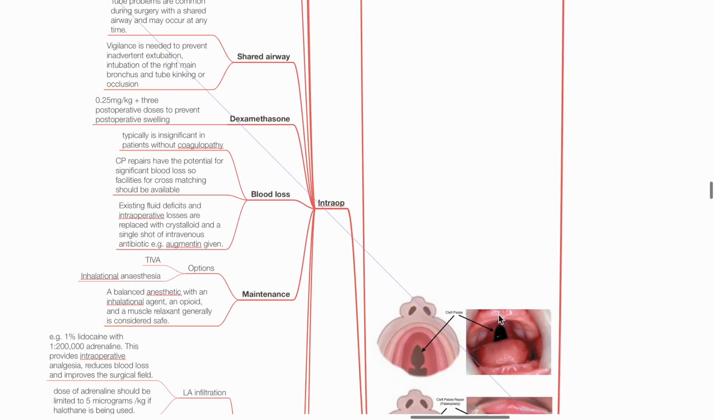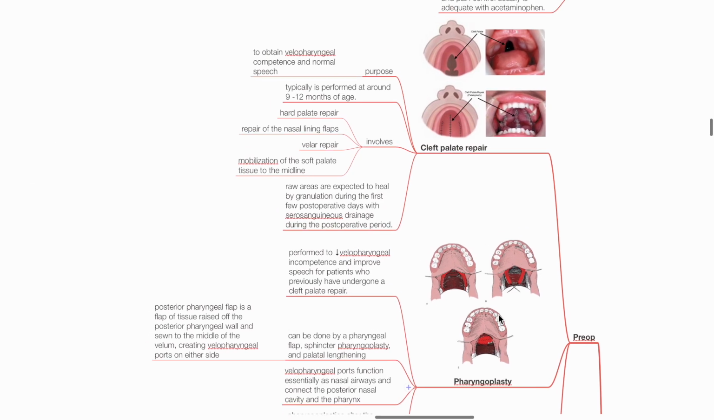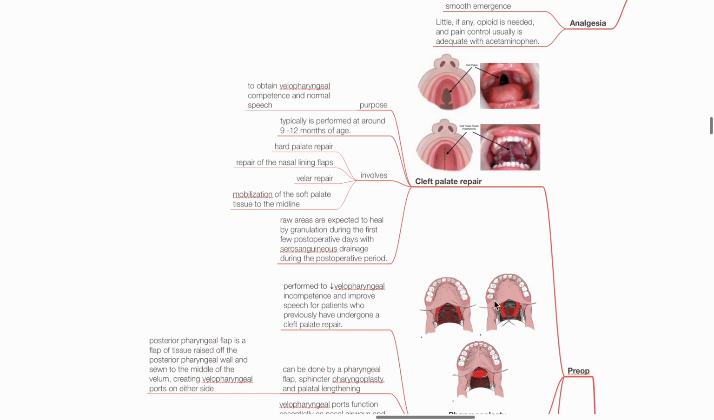Next, we move on to anesthetic considerations for cleft palate repair and pharyngoplasty. Introduction to cleft palate repair. The purpose is to obtain velopharyngeal competence and normal speech, typically performed at 9 to 12 months of age. It involves hard palate repair, repair of nasal lining flaps, velar repair, and mobilization of soft palate tissue to the midline. Raw areas are expected to heal by granulation, with serosanguinous drainage during the post-op period.